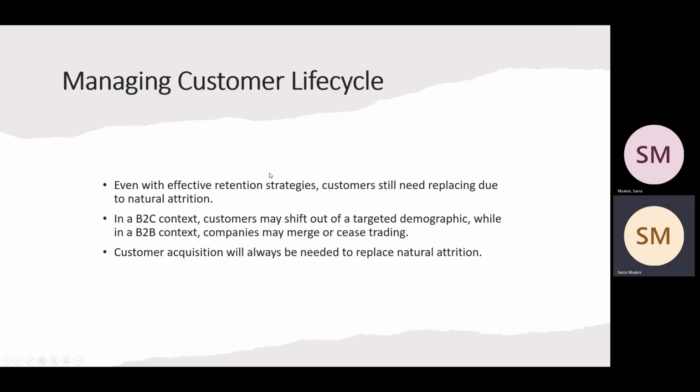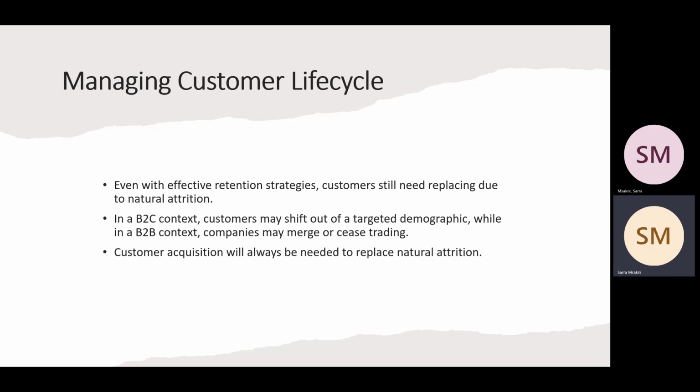Now let's talk about managing customer lifecycle. Even, let's say, with carefully targeted and well-developed implemented customer retention plans, customers still need replacing. In a B2C context, customers may shift out of a targeted demographic as they age and progress through the family life cycle. Their personal circumstances may change and they no longer need and find value in the brand's product. So, yeah, they may even, let's say, pass away.